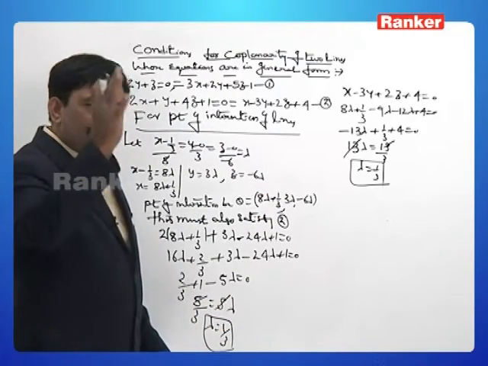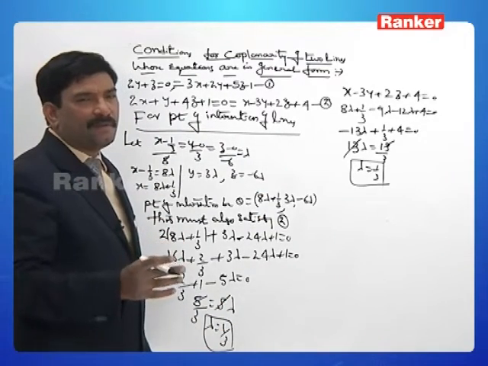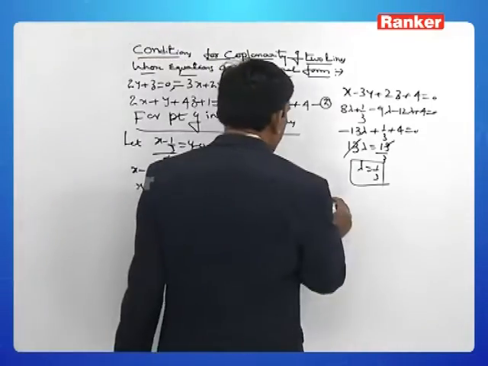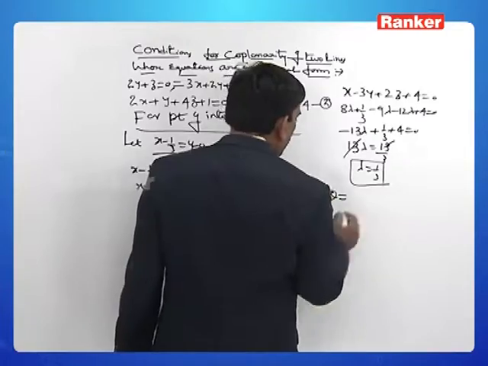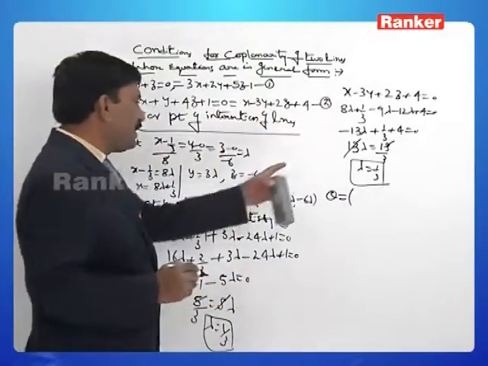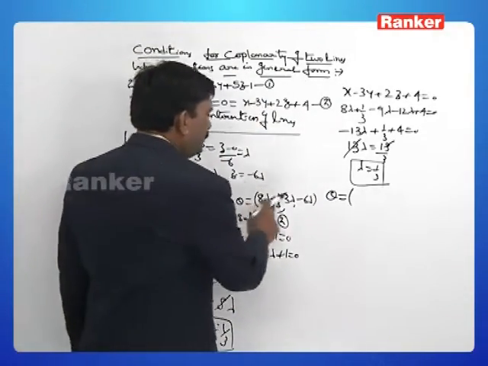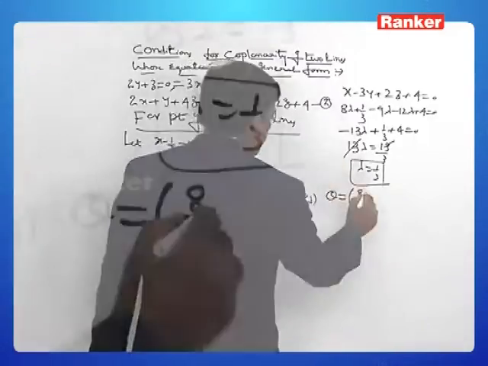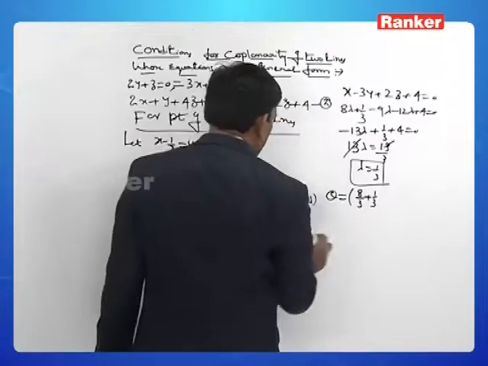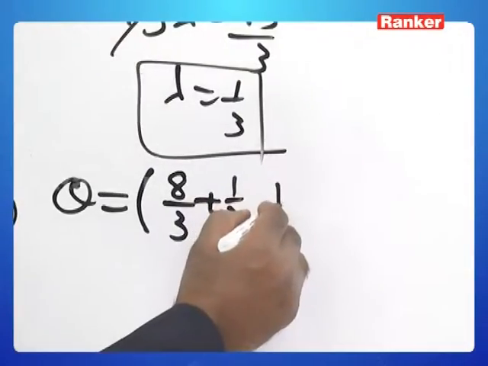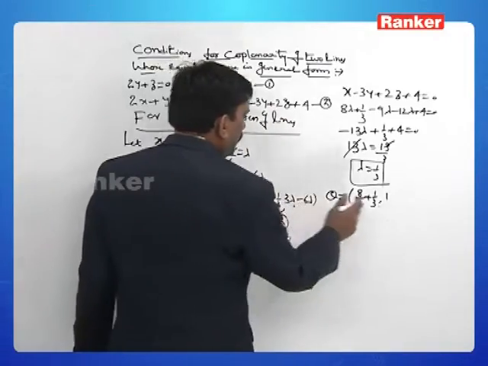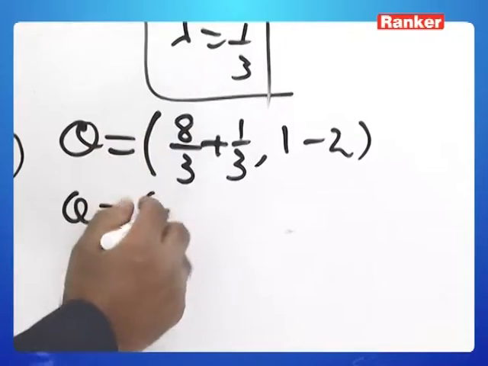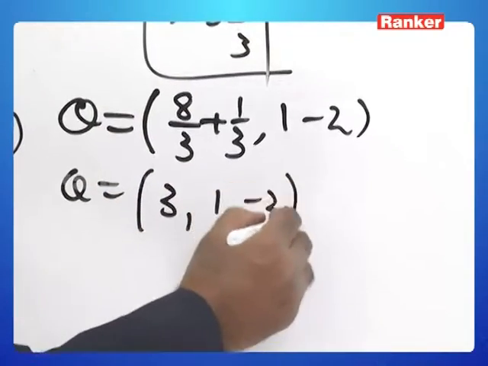Now we get the point of intersection of these lines with the planes. So now Q: take lambda equal to 1 by 3 and substitute. This becomes 8 by 3 plus 1 by 3, which is 3; next, 3 into 1 by 3, which is 1; and now this is minus 2. Therefore Q is equal to (3, 1, minus 2).